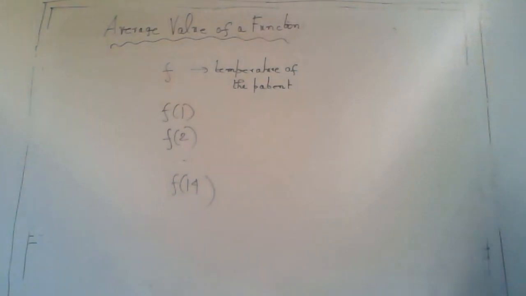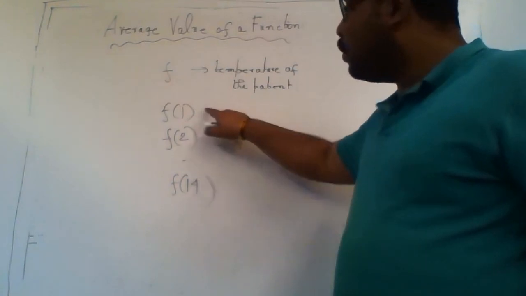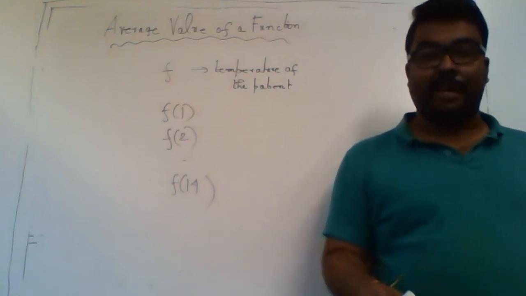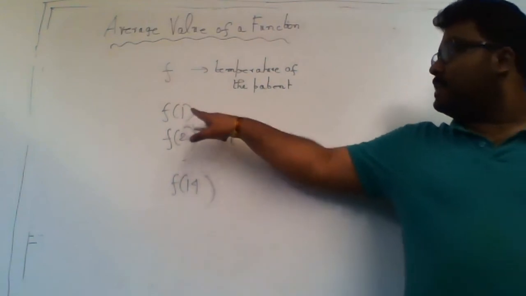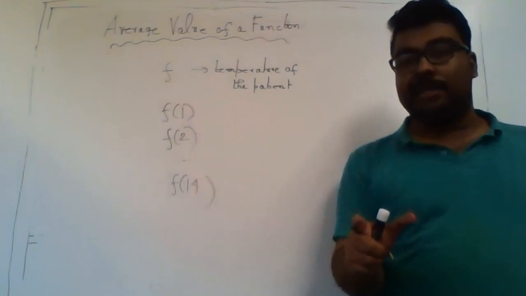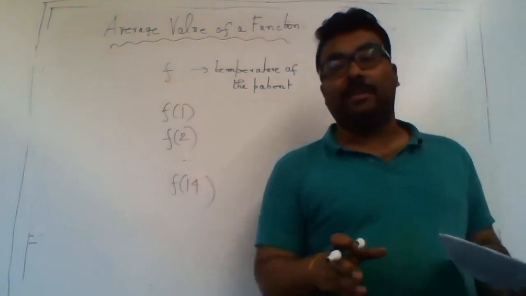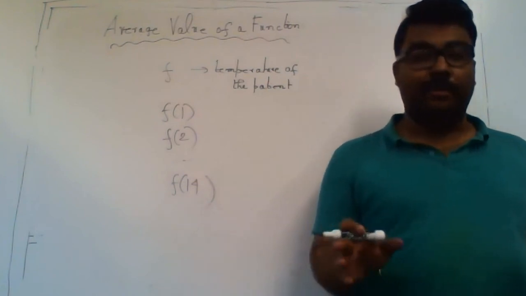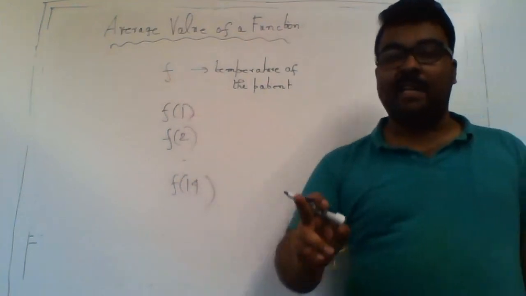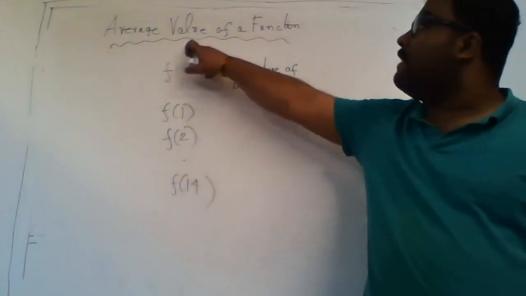So what the mathematician or the scientist does is that instead of these 14 values, he'll give you one value which would represent all the temperatures. So instead of taking 14 values of a function, he will give you one value. This is not the average temperature, this is some temperature which would reflect the normal temperature of the patient. So instead of these 14 values, I'll give you one value which would represent all these 14 values. That is called the average value of a function.